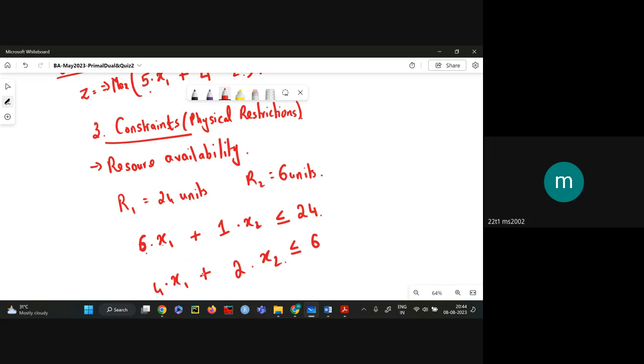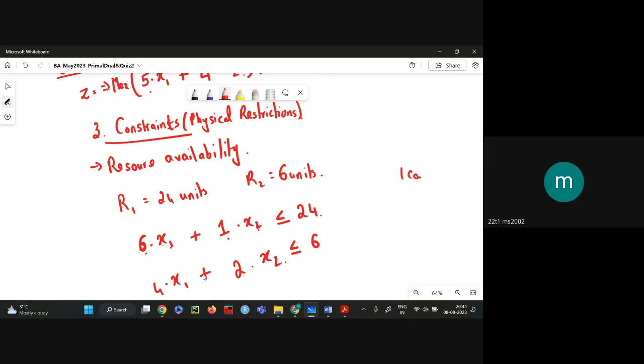When I have 24 units of R1, if I produce one car, I will consume 6 units. If I produce one doll, I will consume 1 unit. But sir, X1 is the number of cars. Yes, 6 units of R1 is required for one car. So if I produce X1 number of cars, I will use X1 into 6 of R1.